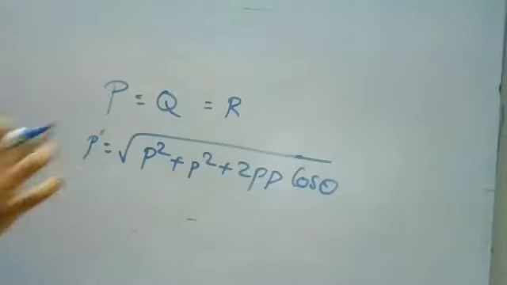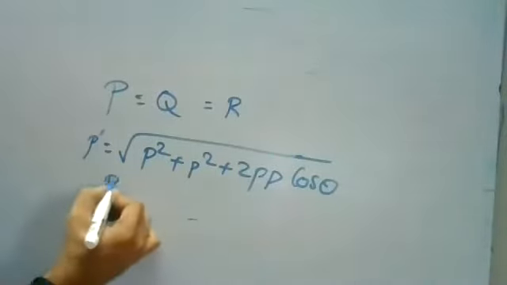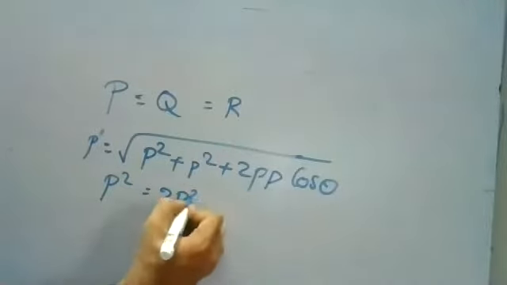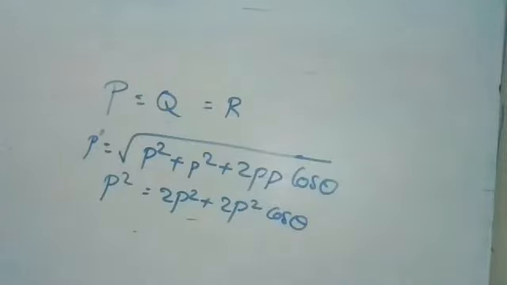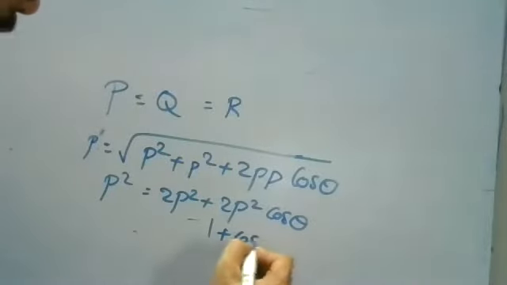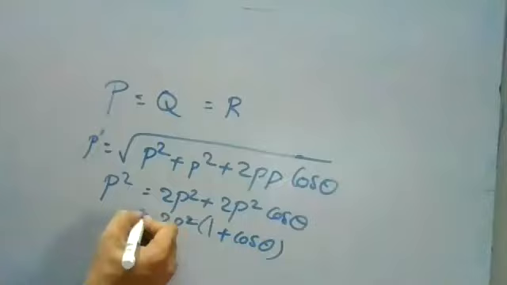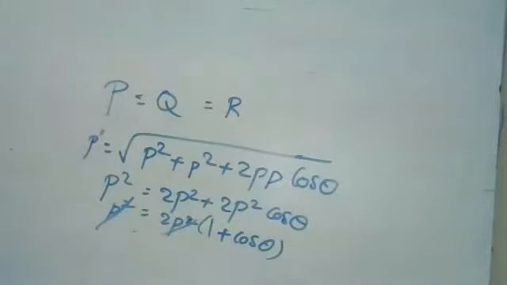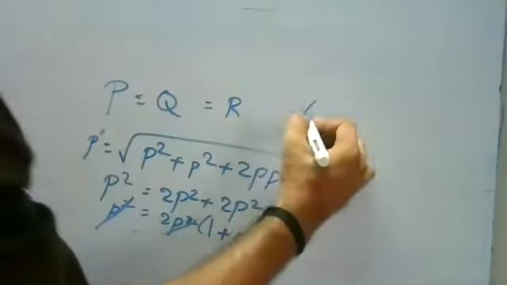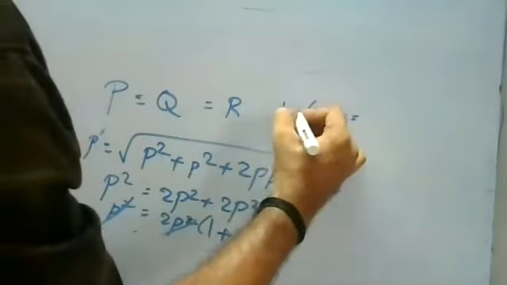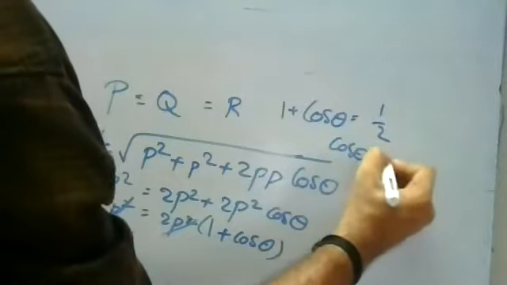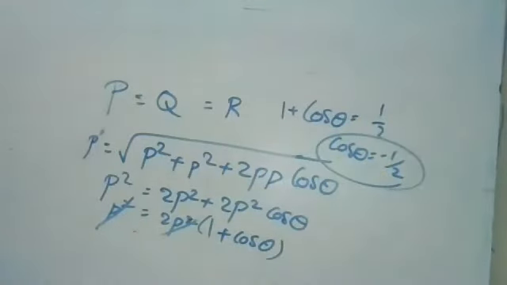Now for this relation, P square is equal to 2P square plus 2P square cos theta. Taking 2P square common, we get 1 plus cos theta. So 1 plus cos theta into 2P square is equal to P square. Now cancel P square. From this relation, 1 plus cos theta is equal to 1 by 2. Cos theta is equal to minus 1 by 2. Remember, cos theta is equal to minus 1 by 2.